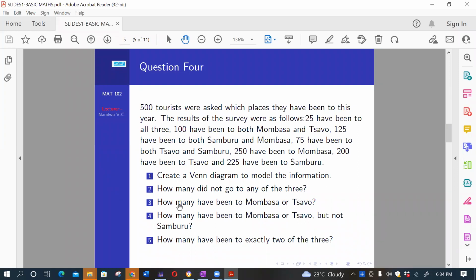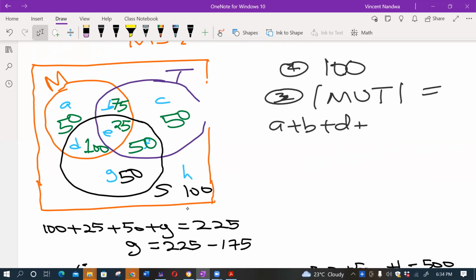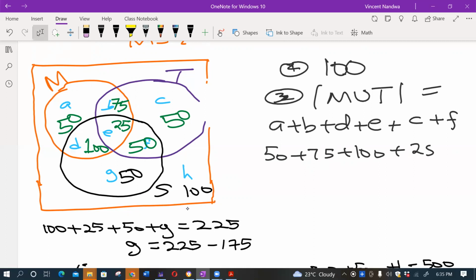Okay, so that's number 3. Number 3, how many had been to Mombasa or Tsavo? So this means the union of M and T. So the union of M and T is simply A plus B plus D plus E plus C plus F, which will be 50 plus 75 plus 100 plus 25 plus 50, then plus 50. And the answer is 350.